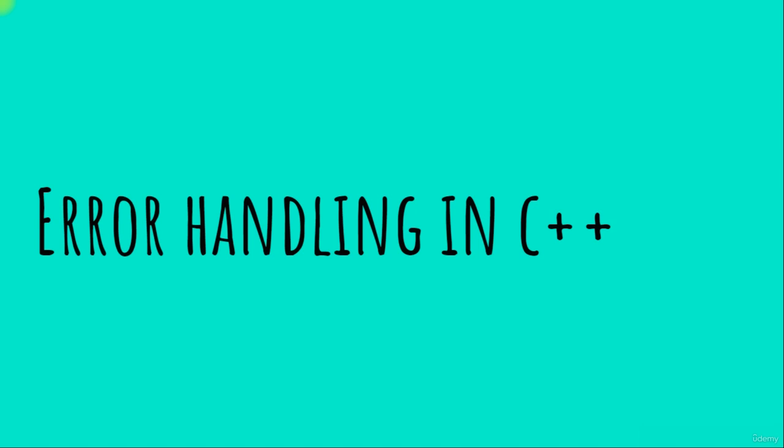So how do you handle different kinds of errors in C++? Let's say a certain type of error happens in your program. Instead of terminating or the code stopping, you can just print a message that so and so error has happened. So this type of error handling is performed in this section of C++.